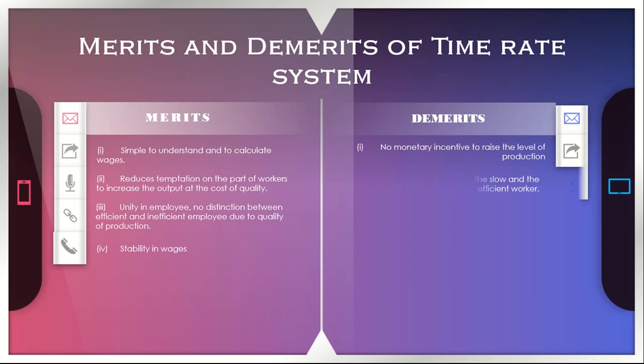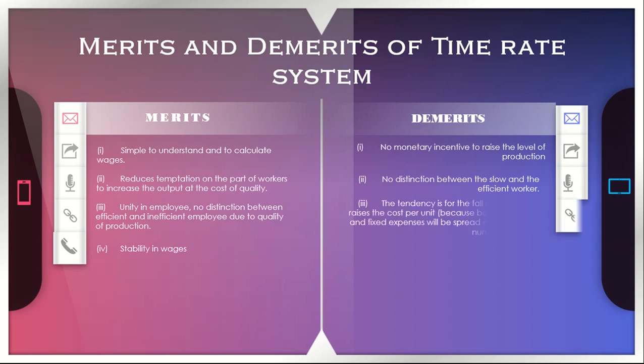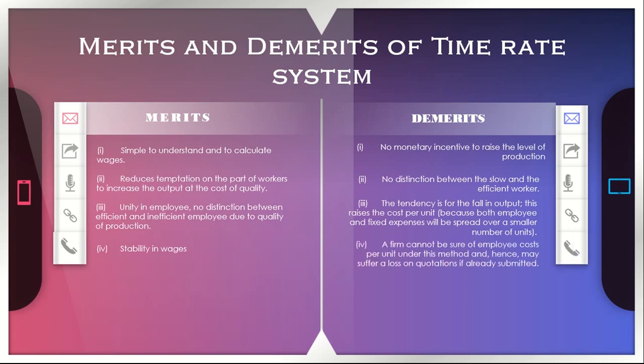Demerits: 1. No monetary incentive to raise the level of production. 2. No distinction between the slow and the efficient worker. 3. The tendency is for the fall in output. This raises the cost per unit, because both employee and fixed expenses will be spread over a smaller number of units. 4. A firm cannot be sure of employee costs per unit under this method and, hence, may suffer a loss on quotations.